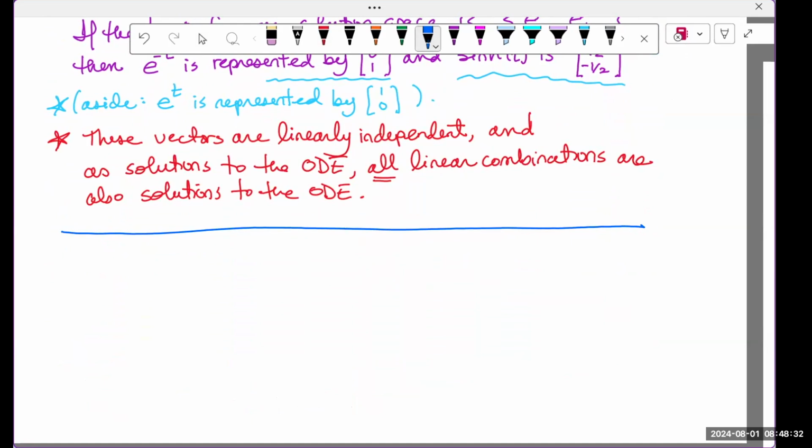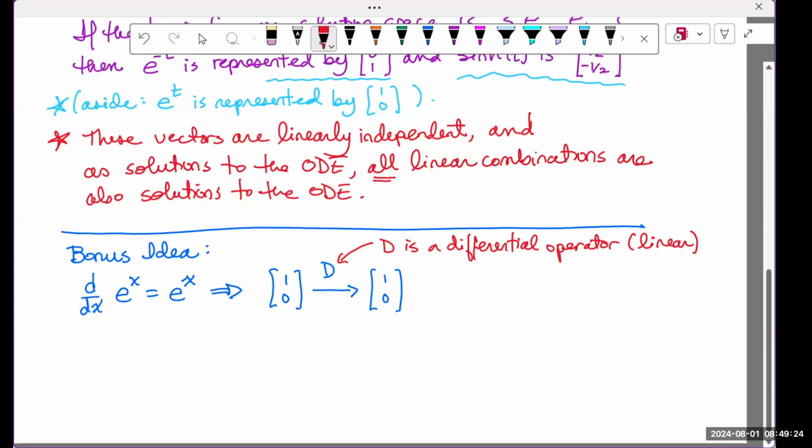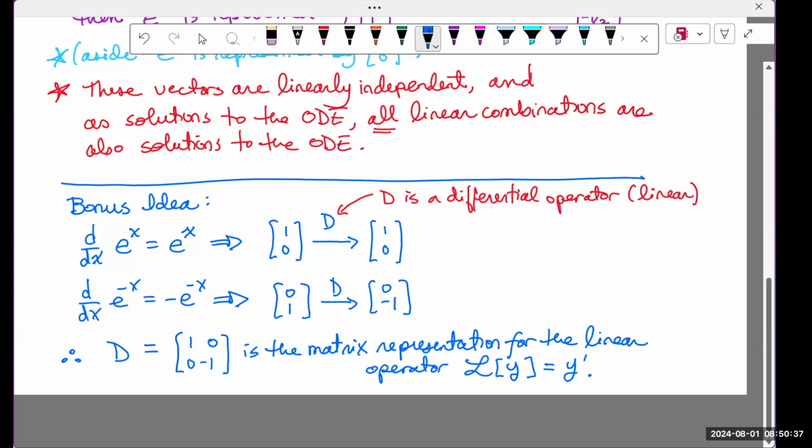Here's a bonus concept for those of you who might be interested in how we can transition between a linear operator and a matrix representation. So suppose our representation of e to the x is the vector 1, 0. When we take the derivative of e to the x, then the differential operator should send the vector 1, 0 to 1, 0. Similarly, when we take the derivative of e to the minus x, the differential operator should take the vector 0, 1 to 0, minus 1. So what is that differential operator in matrix form? It turns out that D equals the matrix with rows 1, 0 and 0, minus 1 is the matrix representation for the linear operator that simply takes the first derivative of the function that you plug in.